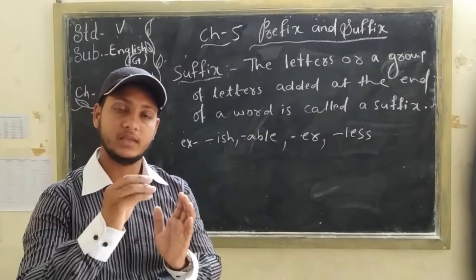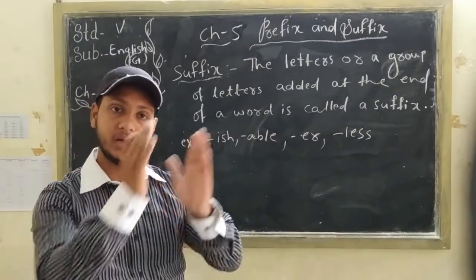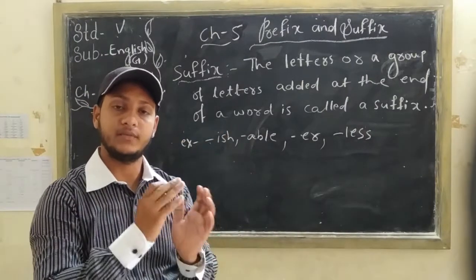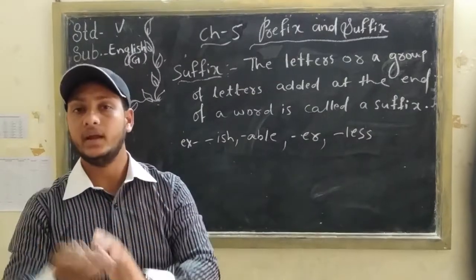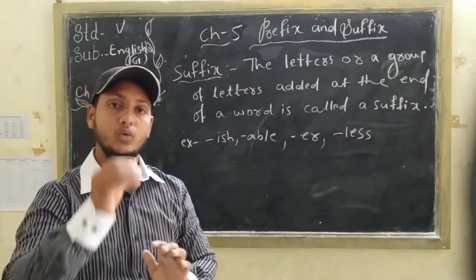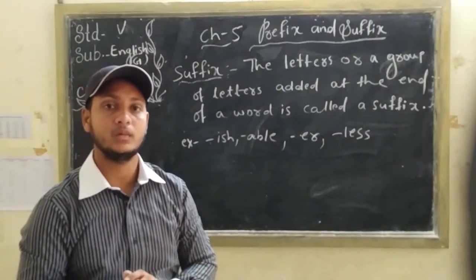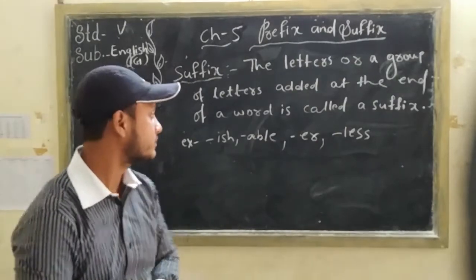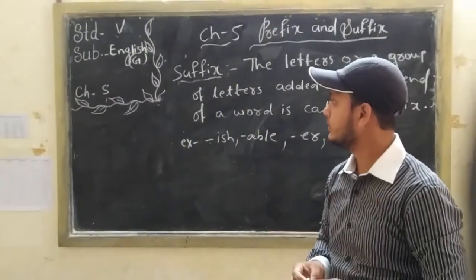So prefixes are a group of letters that are added at the beginning of a word, and suffixes are a group of letters that are added at the end of a word to make it a new word. Okay, did you get it? So I hope you have understood it properly.